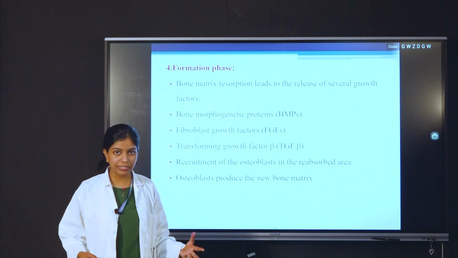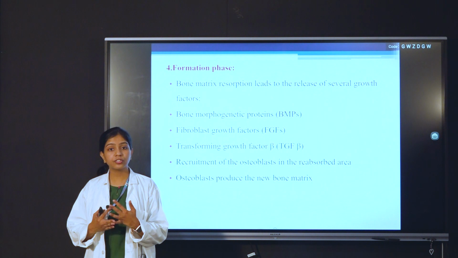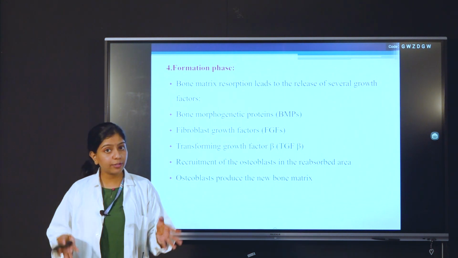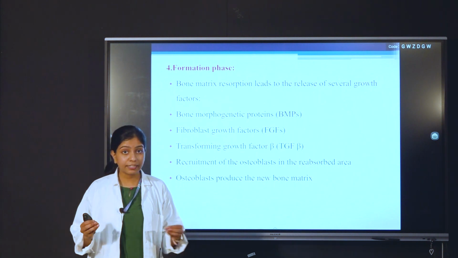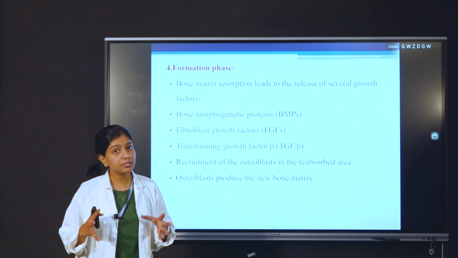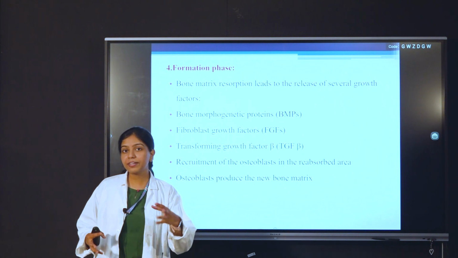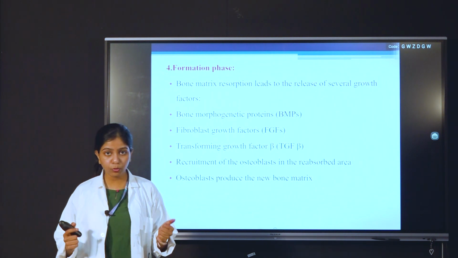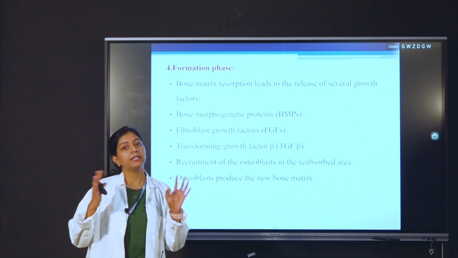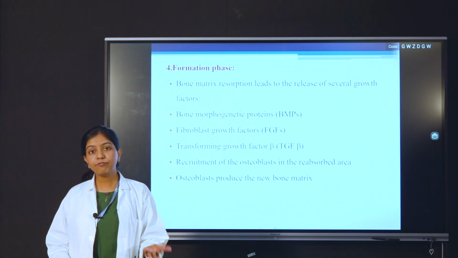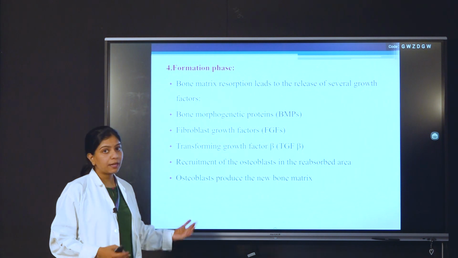So this is how the bone remodeling process occurs. First is the activation phase, where any microfracture or alteration in mechanical loading will activate the osteoclast cells. Then comes the resorption phase, where the activated osteoclast cells start resorbing the bone. Then comes the reversal phase, where the osteoclasts are replaced by the osteoblasts. Finally is the formative phase, where the osteoblasts lay down the matrix.